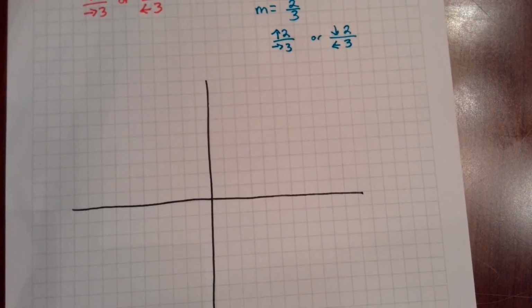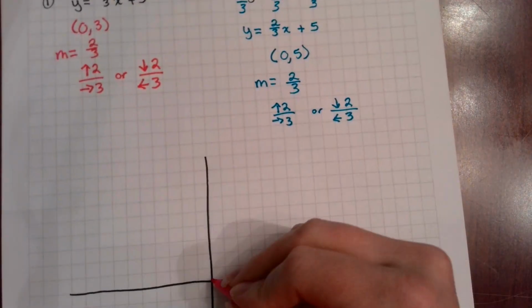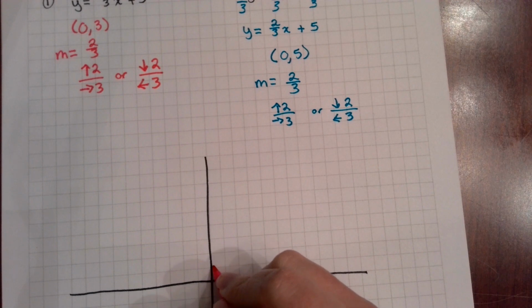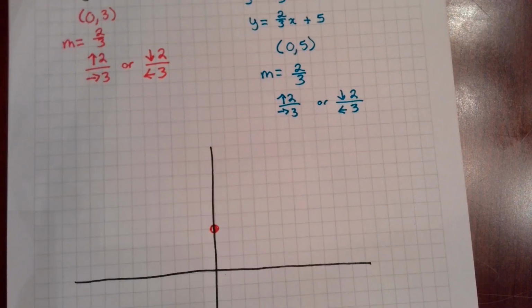So we'll start with the pink line first. The pink line had a y-intercept at (0, 3). So starting at my origin, I'm going to go up 1, 2, 3. So here's where my y-intercept is going to be.